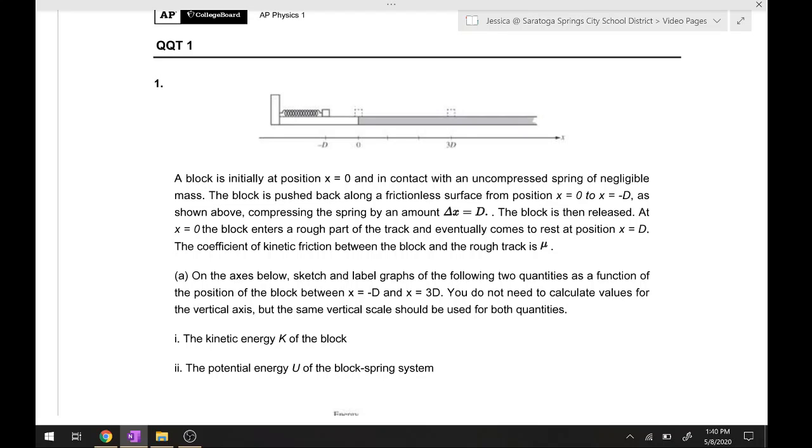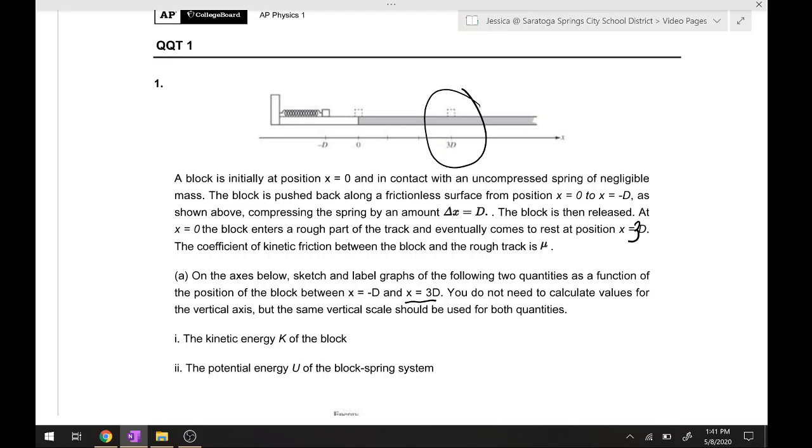Now there's actually an error in this problem. This should actually read that it comes to rest at 3D. If you look at the picture, that's where it is. And if you look at the next couple of questions, they all refer to 3D. Now I was giving credit to people who had drawn the graph based on D and answered the question based on D instead of 3D. So I was kind of accepting two answers.